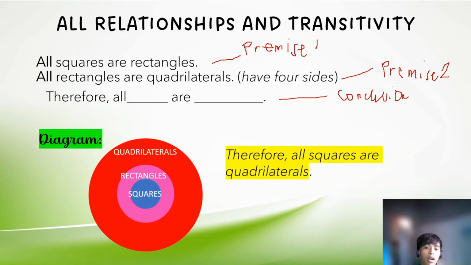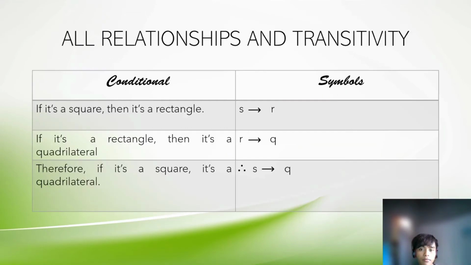Nice. And as you can see, the result is that square is a quadrilateral. Therefore, we can say that this is a valid argument.